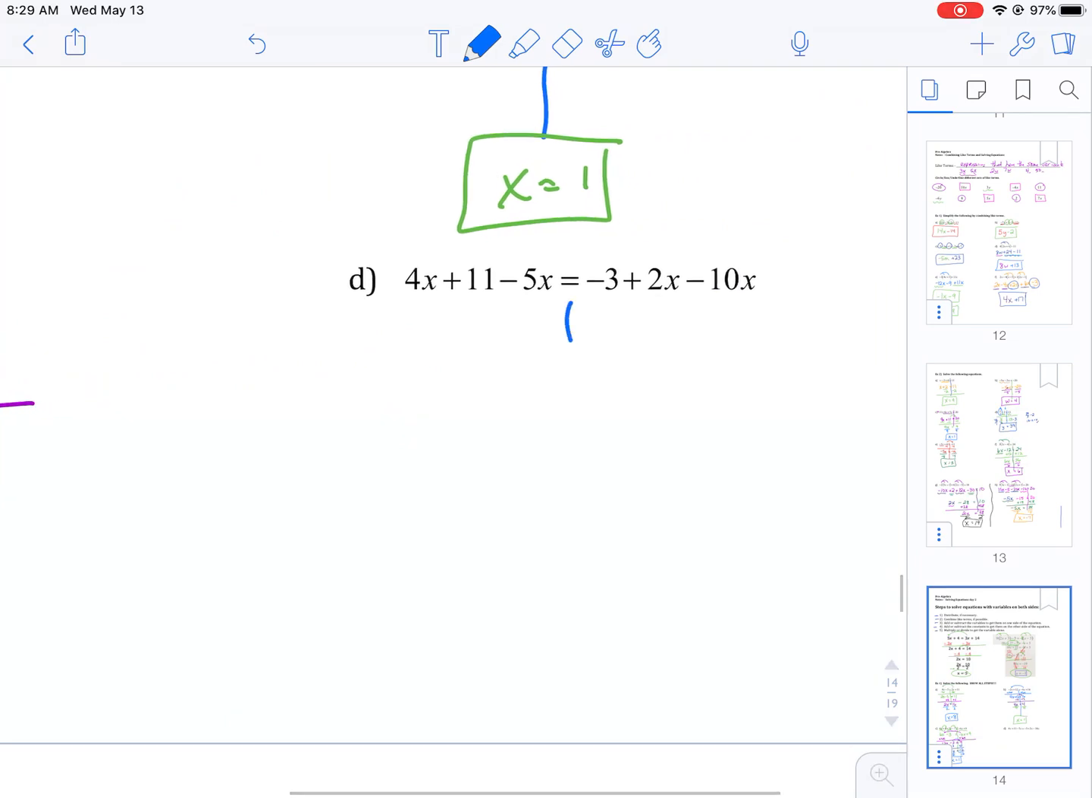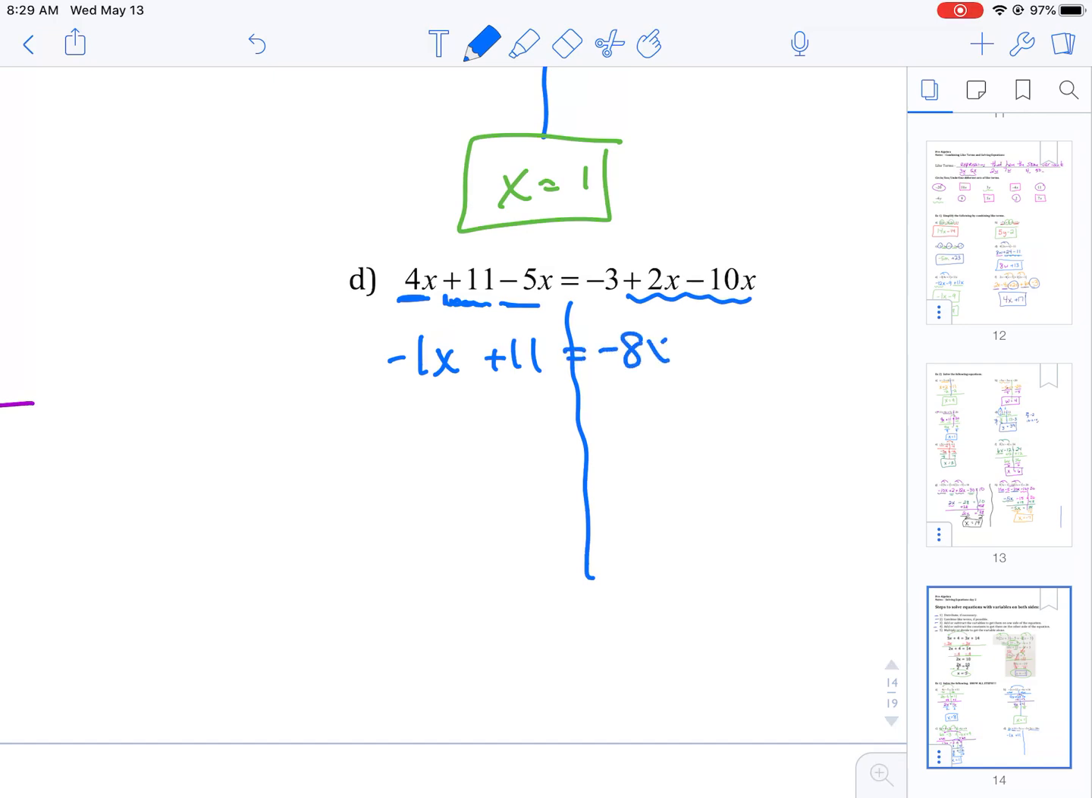All right, letter D is very similar. Again, we've got some like terms on the left side. I've got 4 and a negative 5. That gives me negative 1x plus 11. There's nothing else to combine that 11 with. All right, on the other side, I've got the positive 2x and the negative 10. So that gives me negative 8x minus 3.